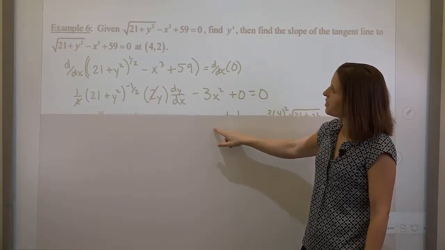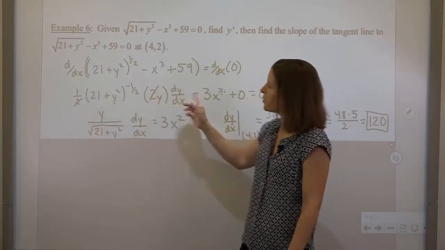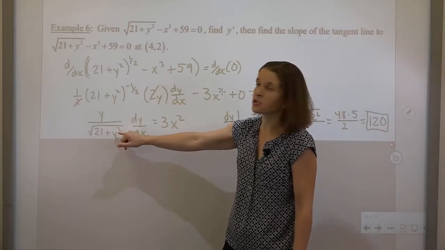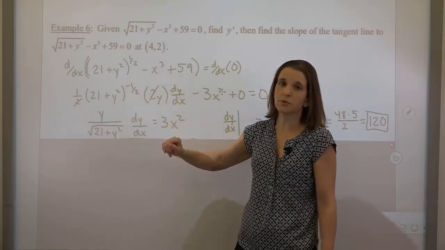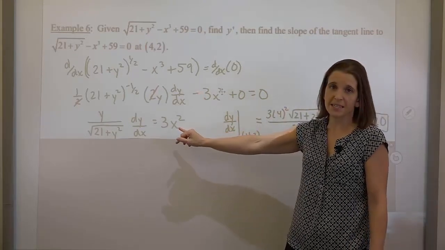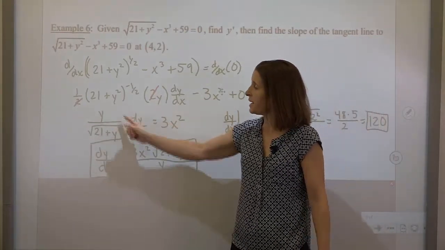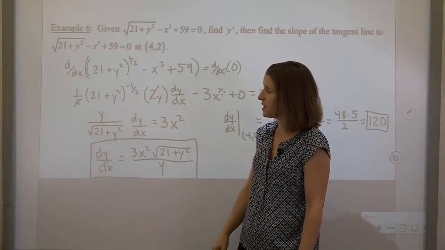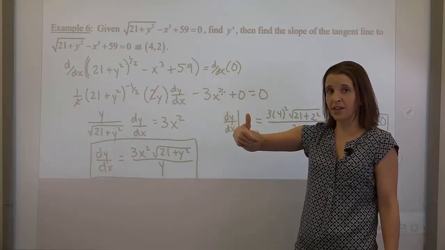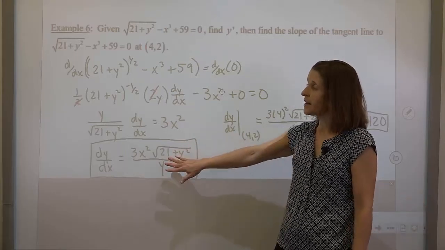Then we would group our dy dx terms together, and this is one big one. I just cleaned it up. The y was already in the top. This negative 1/2 means that that quantity should be in the bottom because of the negative and under a root because of the 1/2 power. And then we moved our 3x squared over to the right because it did not have a dy dx in it. And so as our last step, we will divide both sides by y over the square root of 21 plus y squared. But remember, division by a fraction is the same thing as multiplying by its reciprocal. And so I could write it that way. All right? So that is my derivative.